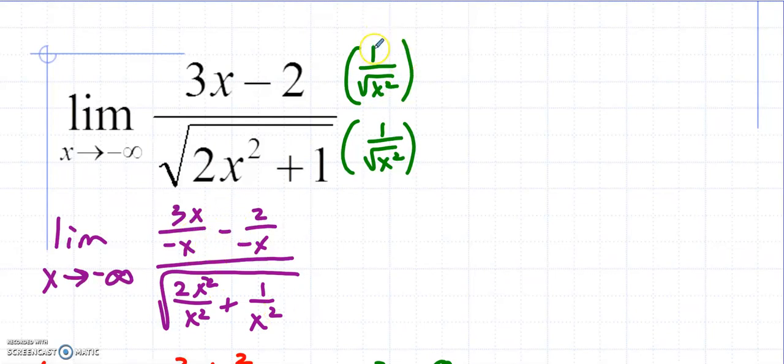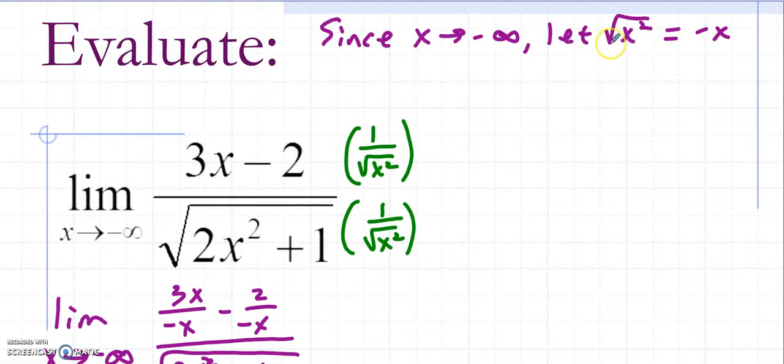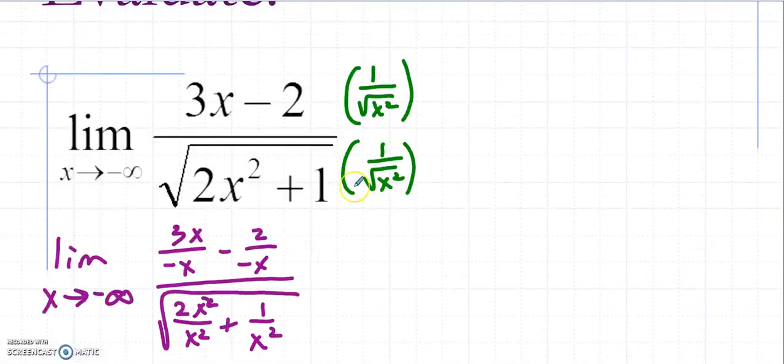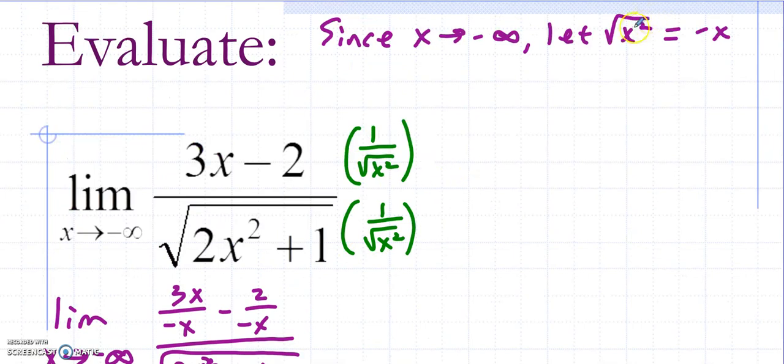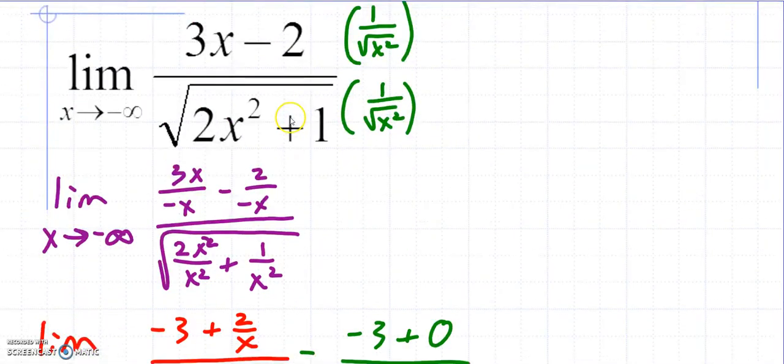But in the numerator, yes, I am multiplying by 1 over the square root of x squared, but remember, up here, I said that the square root of x squared is negative x. So since the numerator doesn't have a root, instead of writing 3x over the square root of x squared, I'm just going to write 3x over negative x, and then minus 2 over negative x. Because again, up here, I defined the square root of x squared as negative x.